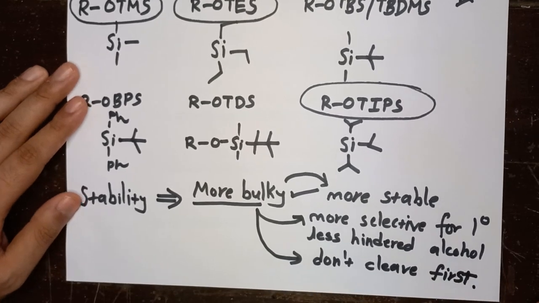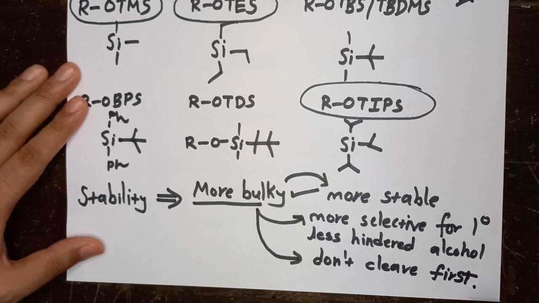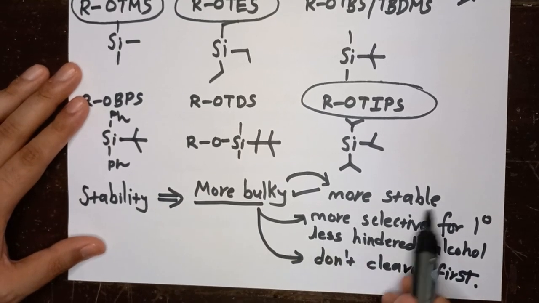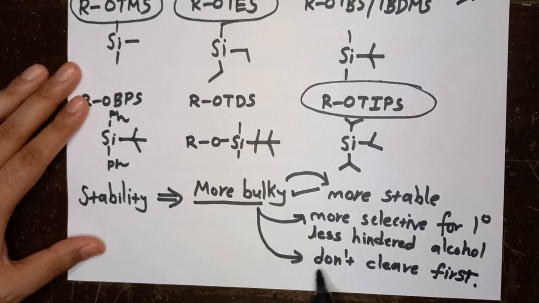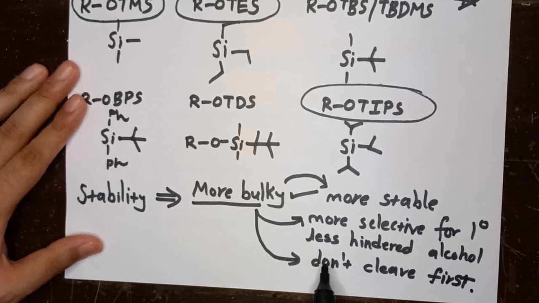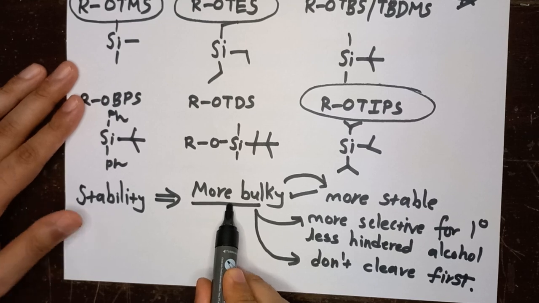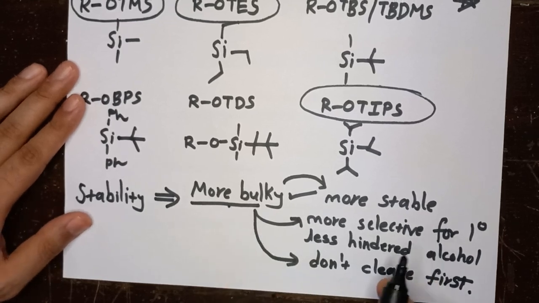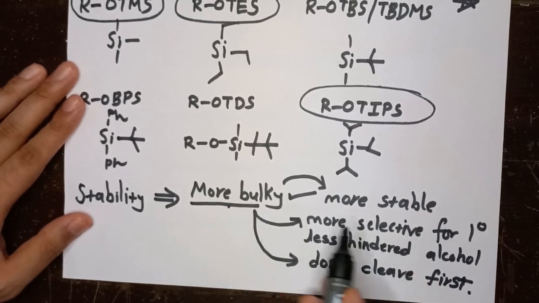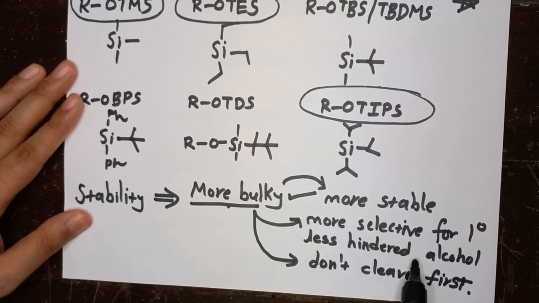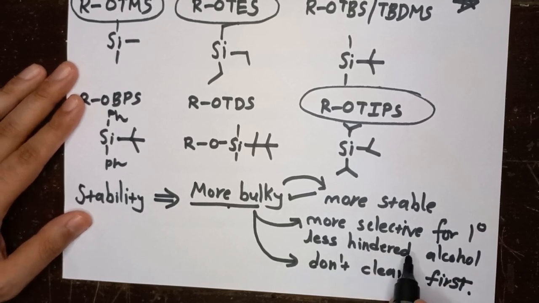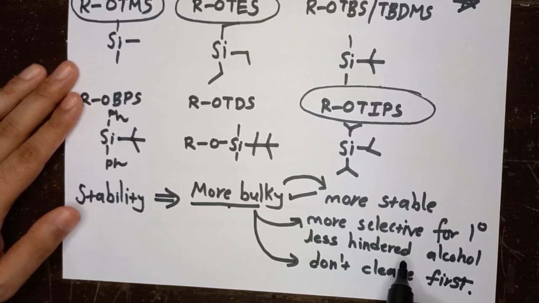So these are the three important things. More bulky, that will be more stable, that will not cleave first. So if you are doing deprotection, it will not cleave first because it is more bulky. I'm going to give you the example. And also, if it is more bulky, it will be more selective for less hindered alcohol. That means 1 degree will be more reactive than 2 degree, and lastly the 3 degree, because 3 degree will be more hindered as compared to 1 degree.